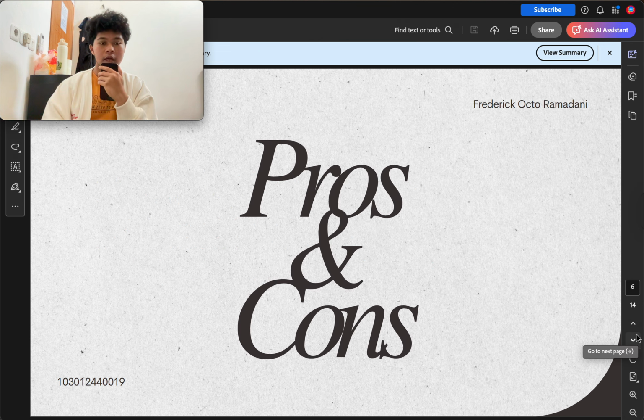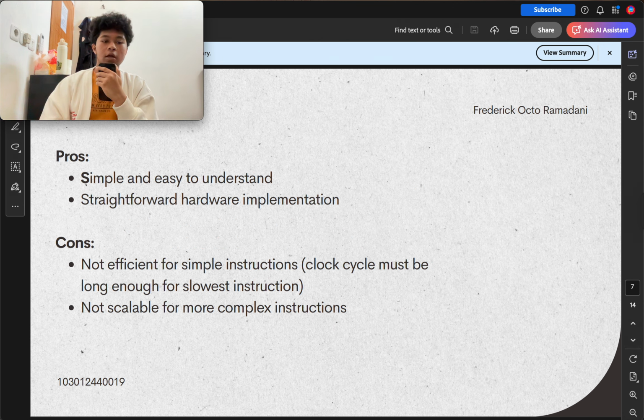Okay, the pros and cons. Let's look at some of the strengths and weaknesses of this single cycle approach. The first one is pros, and for pros we have two points: simplicity and easy to learn and implement. For simplicity, the control logic is straightforward since every instruction goes through the same steps in one cycle, and it is easy to learn and implement. Good for educational purposes, of course.